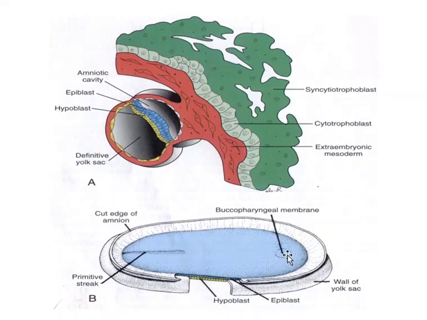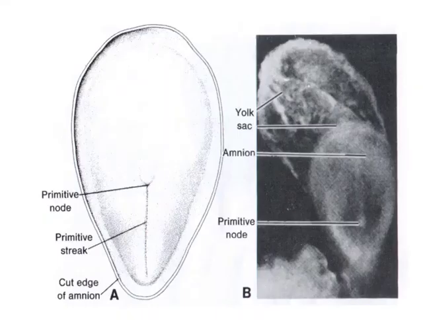And here is the buccopharyngeal or oropharyngeal membrane, and this is the primitive streak, and invagination in the epiblastic layer. Also, this figure shows the cut edge of the amnion, and here is the primitive streak, and here is the primitive node.